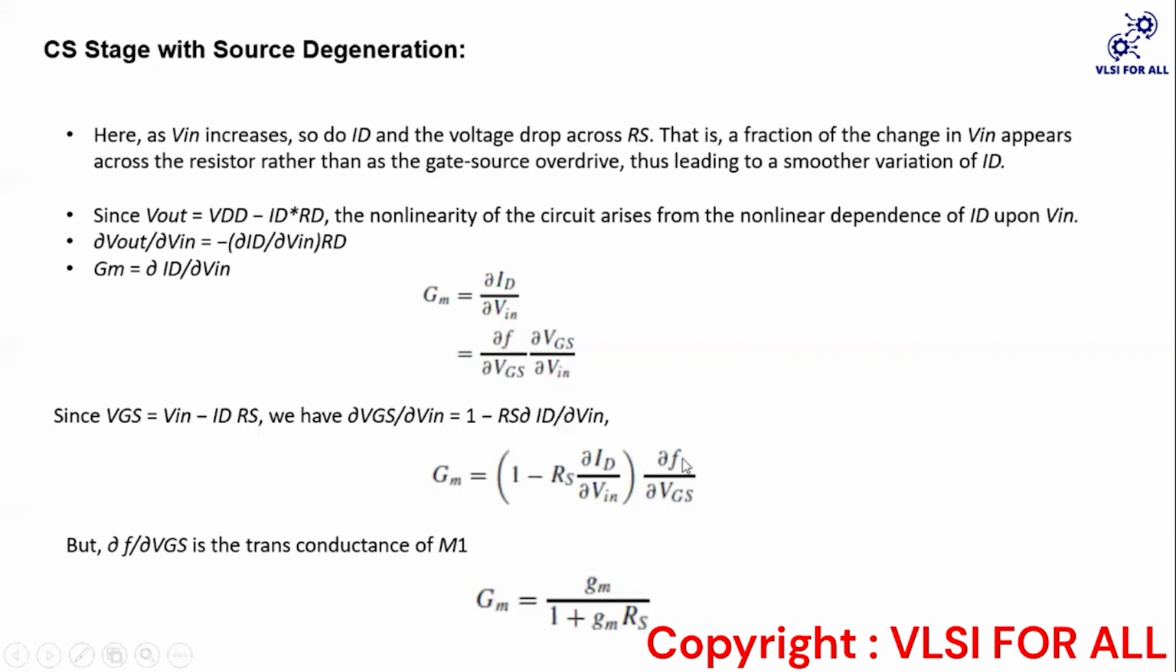We are going to keep this here, and from here we can say our overall transconductance is nothing but Gm divided by 1 plus Gm Rs. Earlier, in all the circuits, the overall transconductance was Gm, but we observe here the overall transconductance is not Gm, right? It is Gm divided by 1 plus Gm into Rs. Now we can observe that the overall transconductance is less dependent upon the Gm, right?